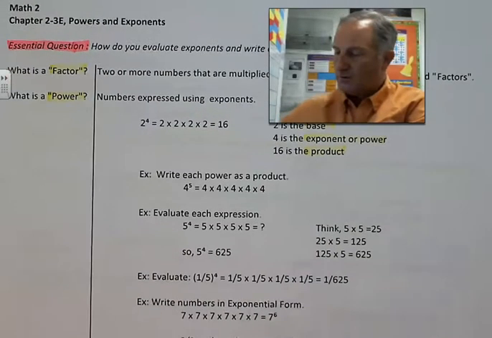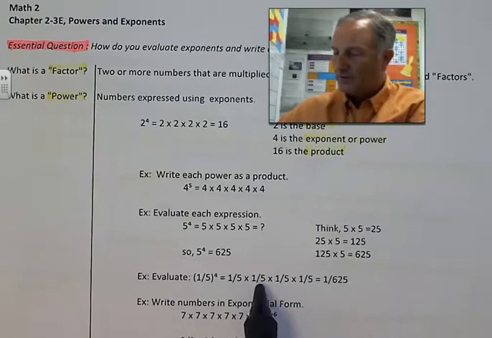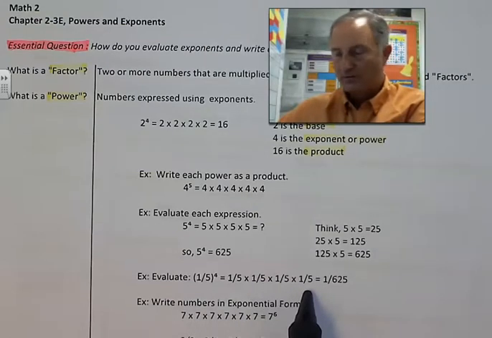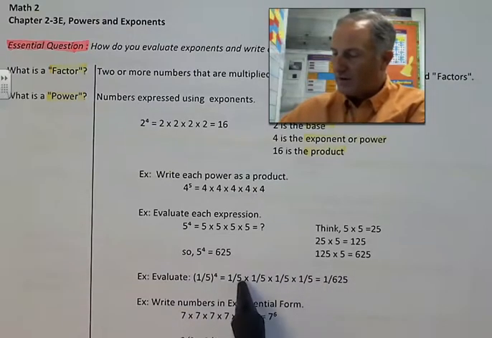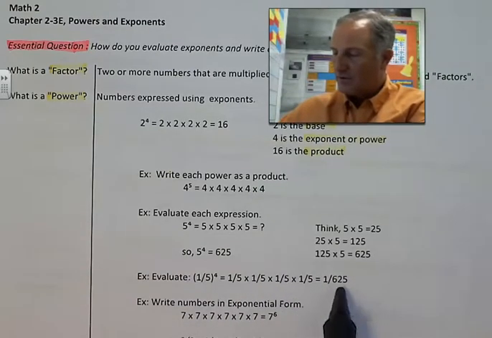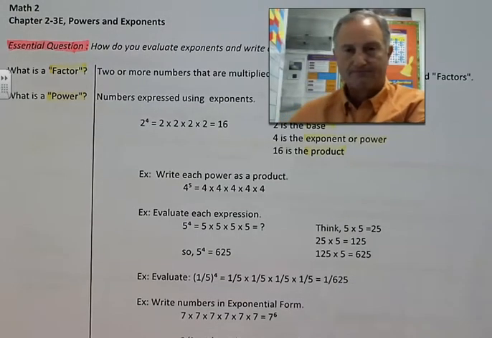Another example, 1/5 to the 4th power would just be 1/5 times 1/5 times 1/5 times 1/5. There's 4 of them there. Multiply across the top. 1 times 1 times 1 times 1 is 1. 5 times 5 times 5 times 5, we know already is 625. So 1 over 625. All right.